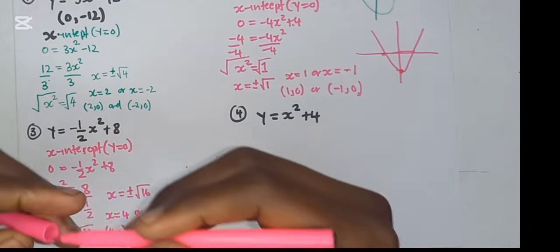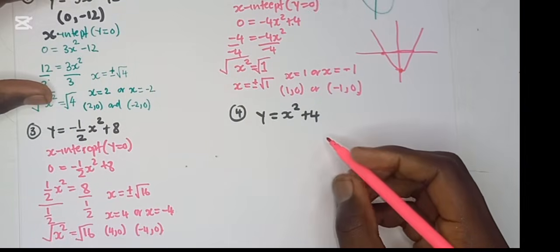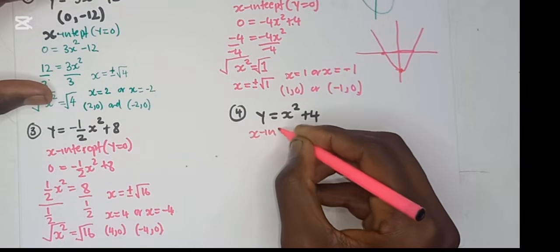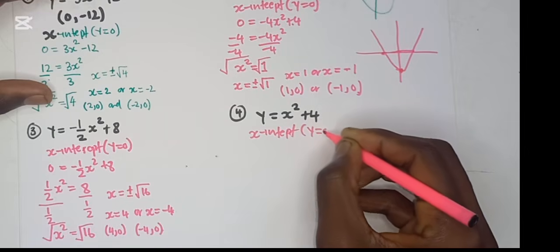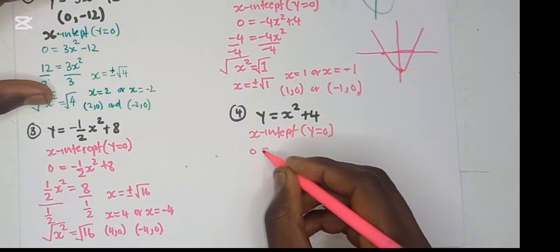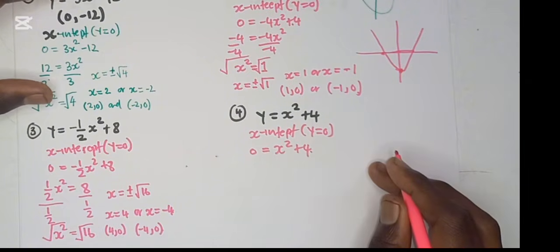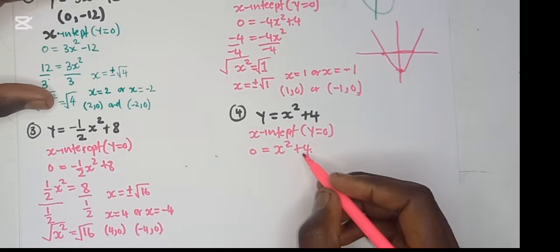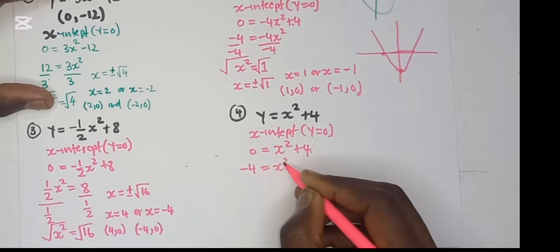Now let's take a look at the last one. So this one, we're going to look for the x-intercept. For the x-intercept, we're going to let y be equal to 0. So we're going to put 0 here: x squared plus 4. From here on, we're going to solve for x. We're going to take this 4 to the other side. That's going to be negative 4, which is equal to x squared.